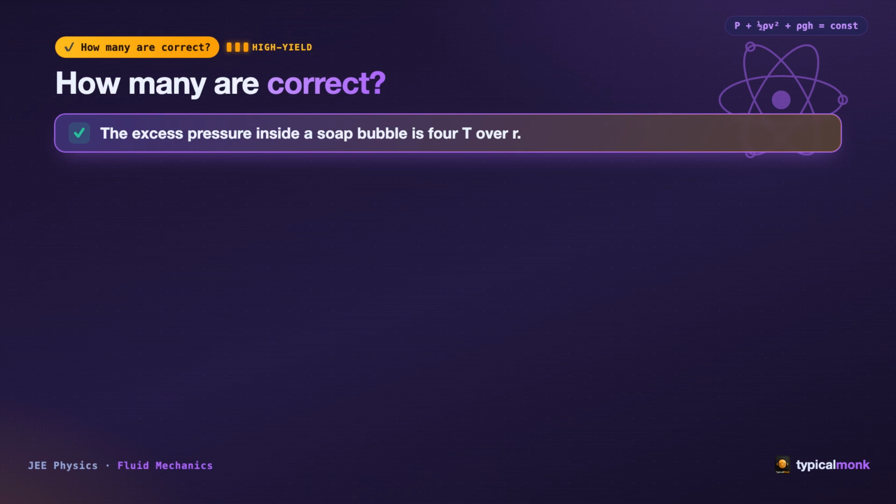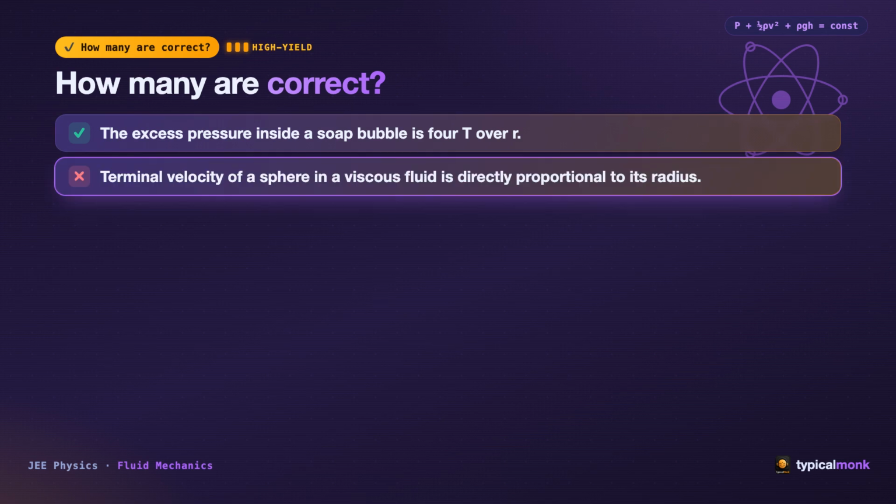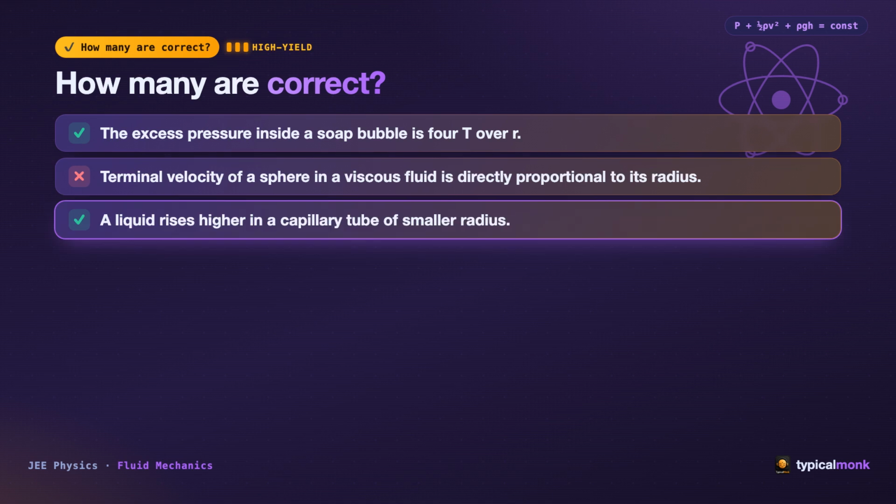Statement 1. The excess pressure inside a soap bubble is 4T over R. Hold your verdict. Statement 2. Terminal velocity of a sphere in a viscous fluid is directly proportional to its radius. Think of the force balance before you answer. Statement 3. A liquid rises higher in a capillary tube of smaller radius. Picture the 2T cos theta over r rho g formula.